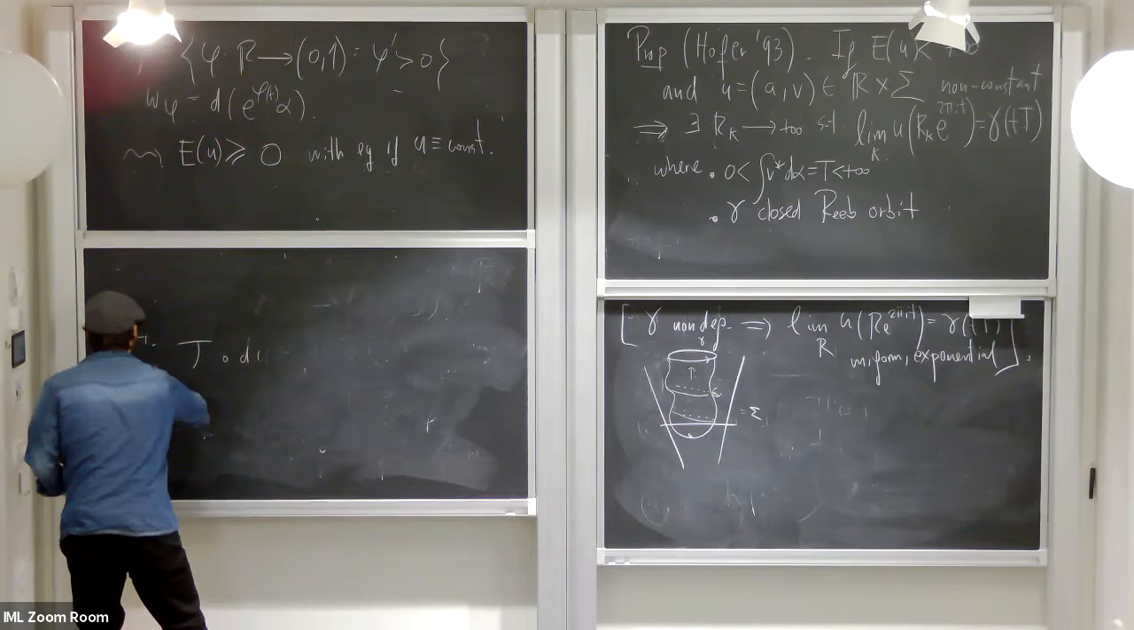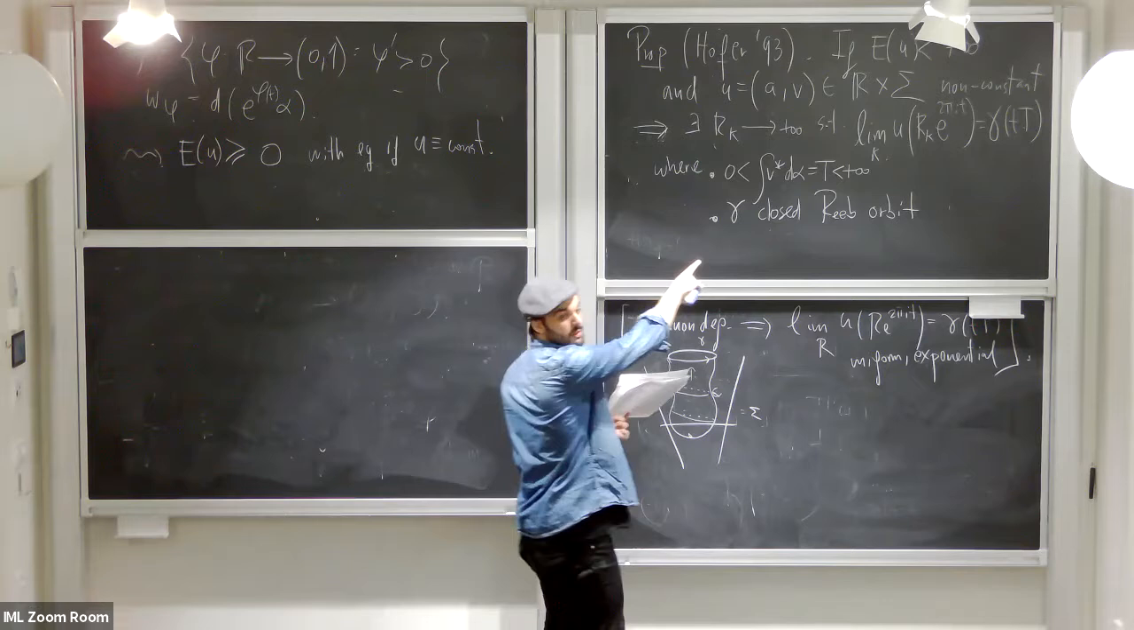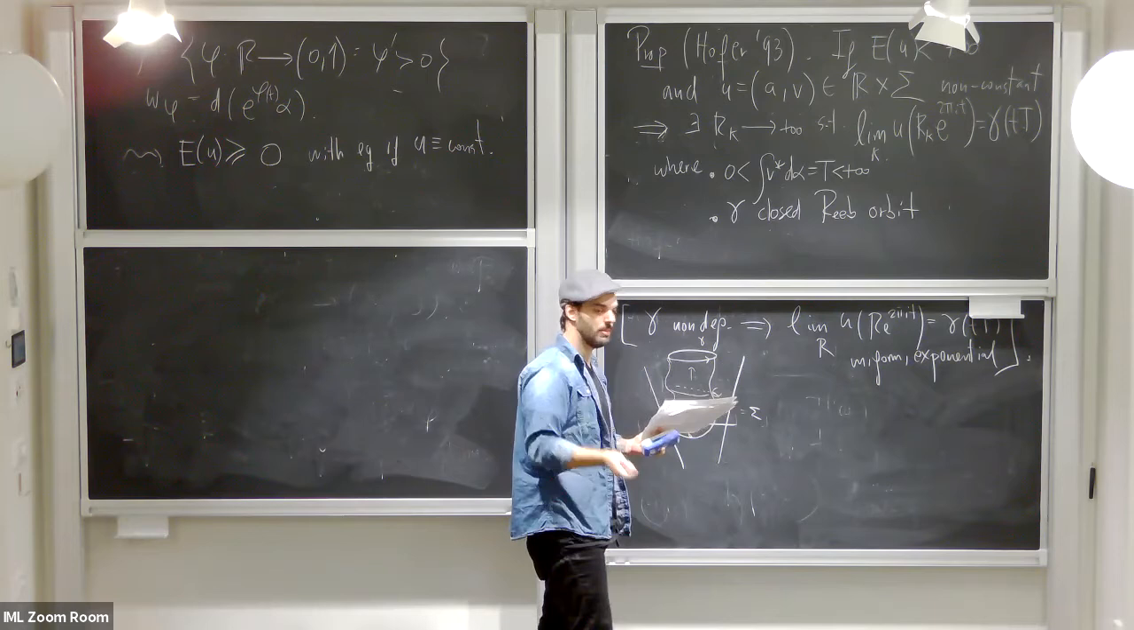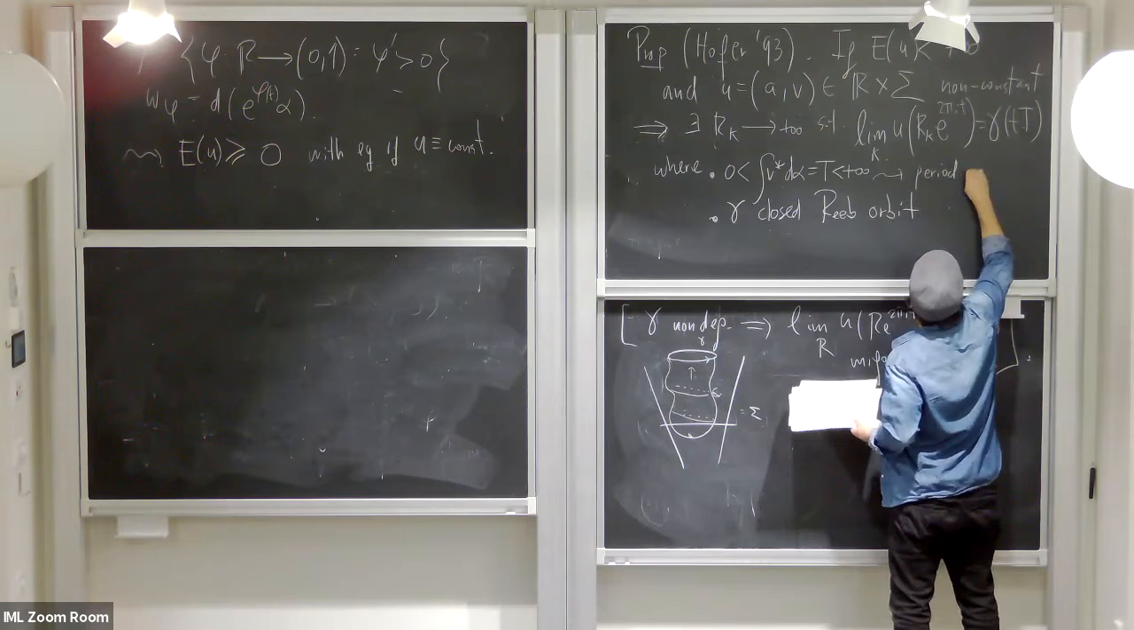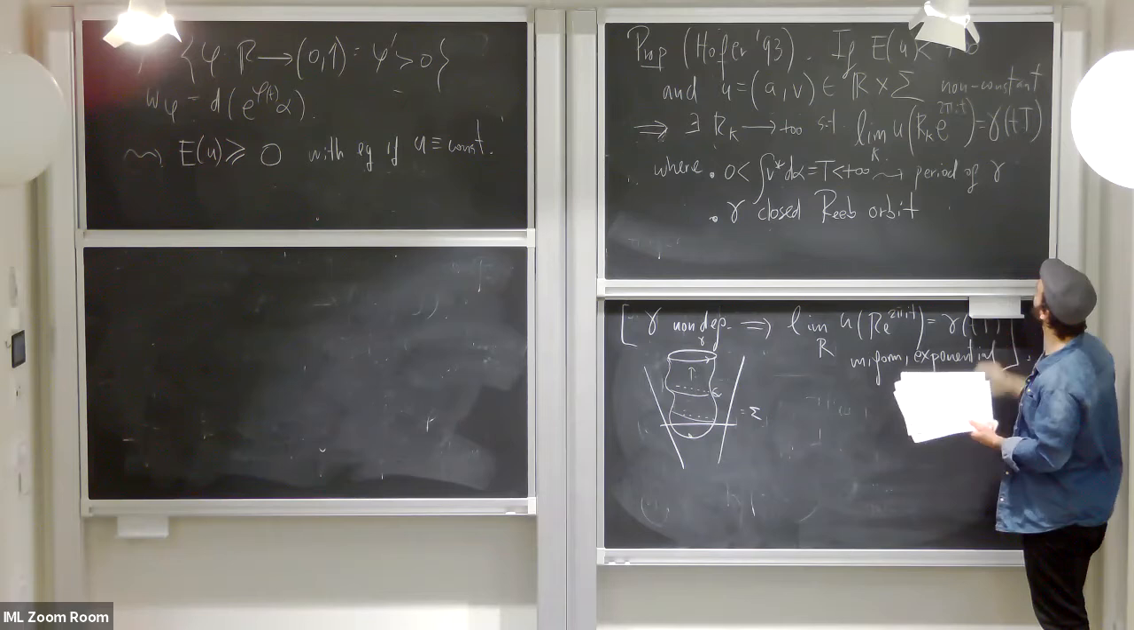How should I think of big T? Of the T in that equation? Yeah, the one that's less than infinity here. Oh, T is the period of gamma. Okay, I see. So here, this little t runs between 0 and 1. But in the theorem, could gamma just be sitting at a point?